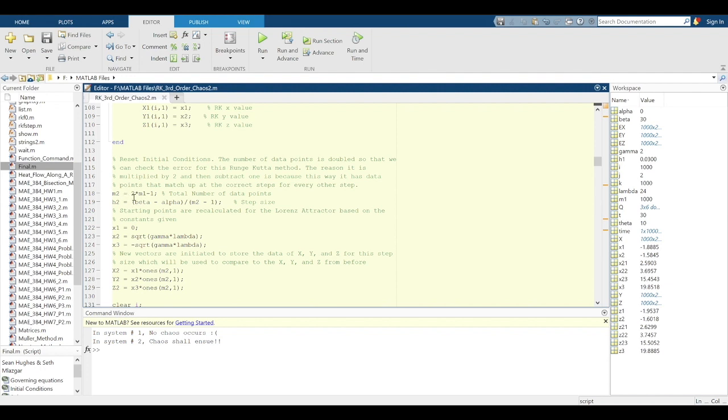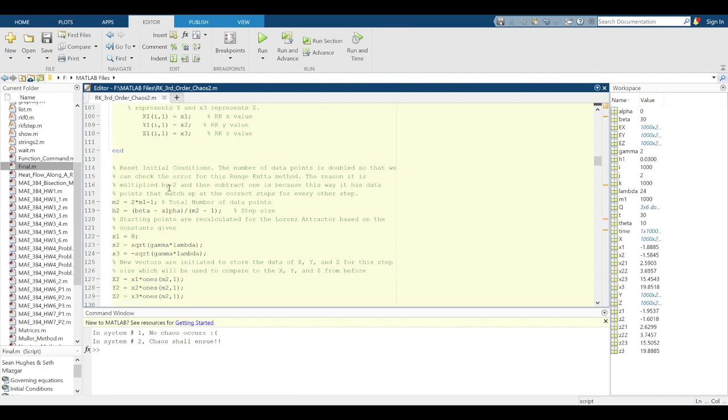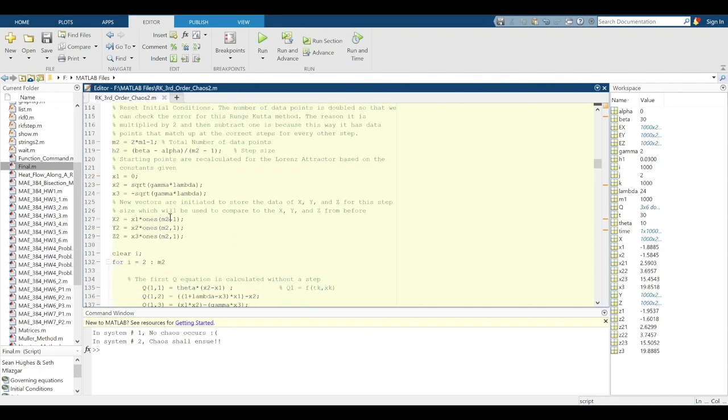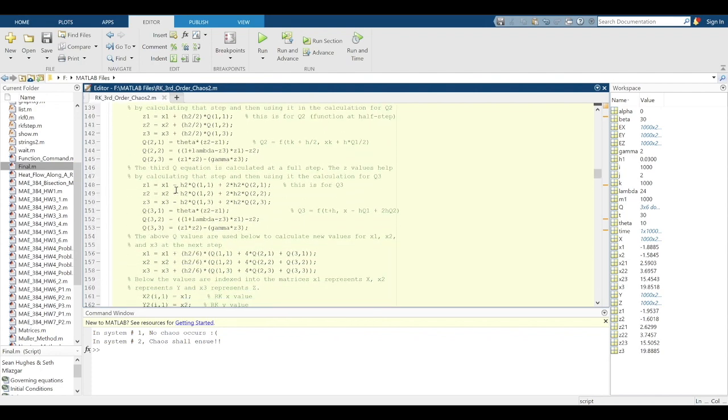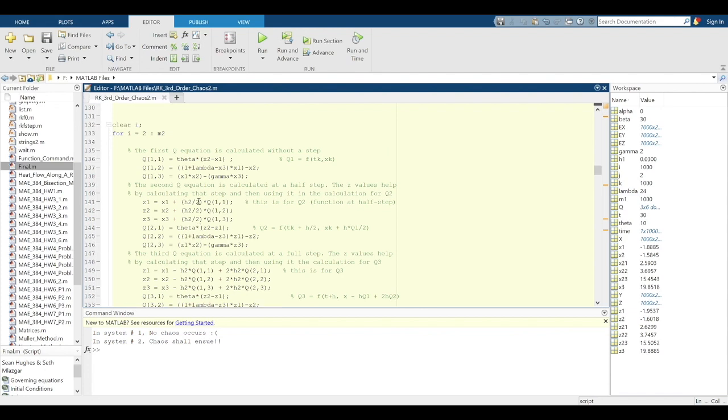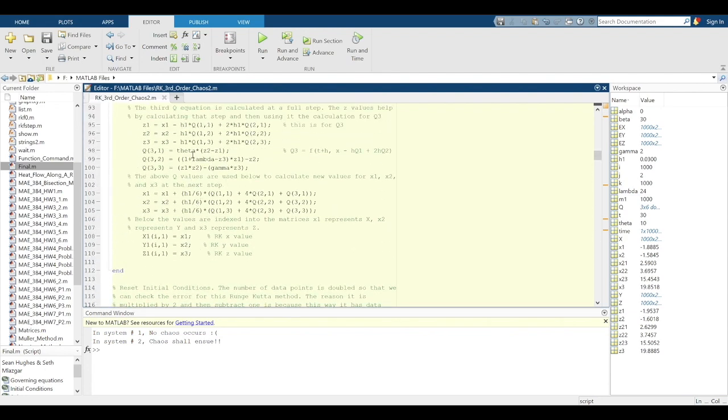These data points are double the amount of data points minus 1, because what I want to do is determine the error for the data points right here. As we see here, the data points are going to determine the step size. If we have double the amount of data points, we have half the step size. Then we're going to reset our starting values, and we're going to run through the for loop again for those Q equations. So this whole thing runs the exact same way as our first for loop right here.